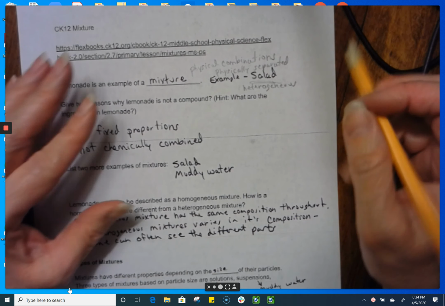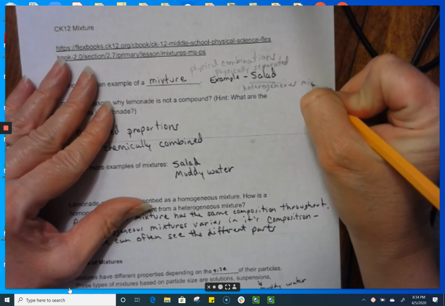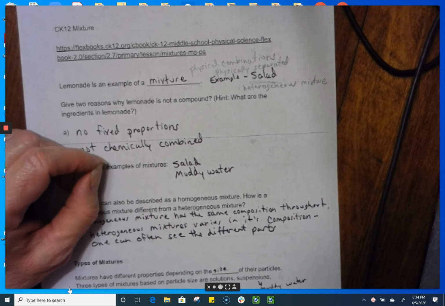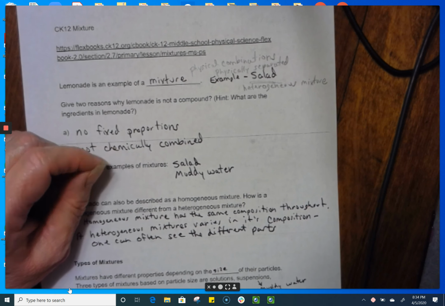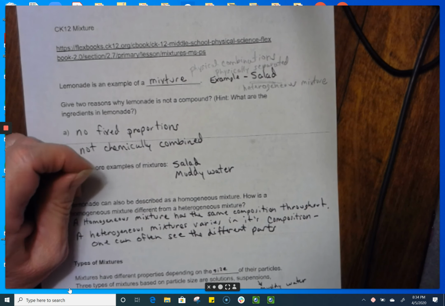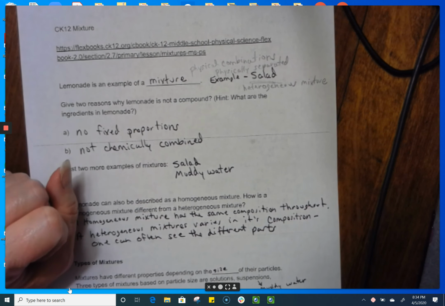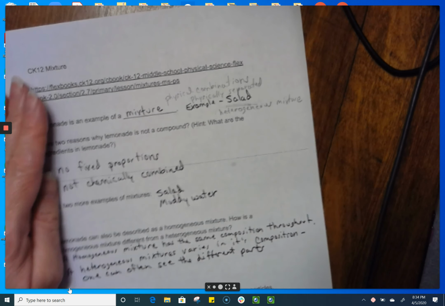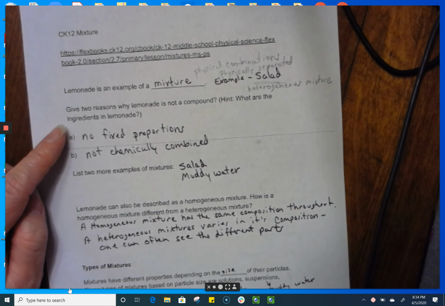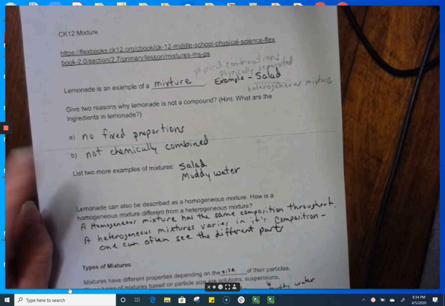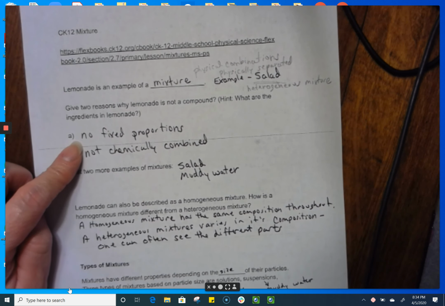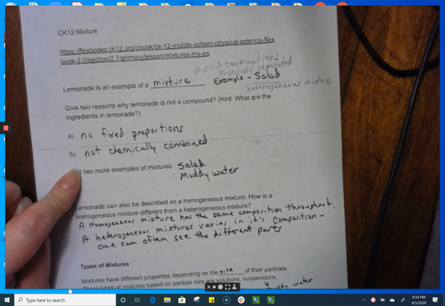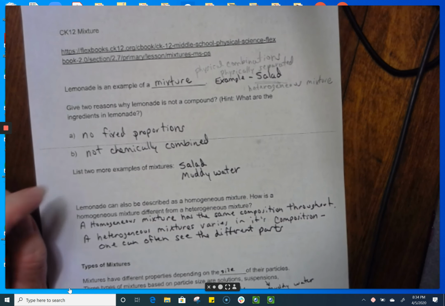That's a heterogeneous mixture. And you can have 1 tomato in a bowl of lettuce, or you can have 5 tomatoes in a bowl of lettuce. It can be in any ratio. Okay, it's not a fixed setting like a compound. So why is lemonade not a compound? Because you can have lemonade with 1 lemon or 2 lemons. There's no fixed proportions, and they're not chemically combined.